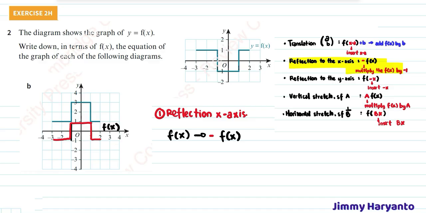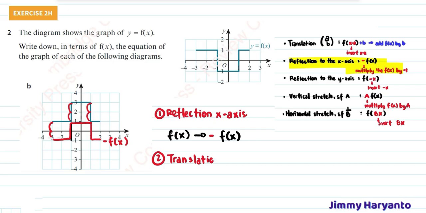Okay, so we have this negative fx. Okay, and then I think the height is the same with this one, so it will not stretch, but you have to move it up like 2 units like this. That means the second one is translation by 0 2. Okay, one more time. You don't have to write this actually. Yeah, just find the functions directly.